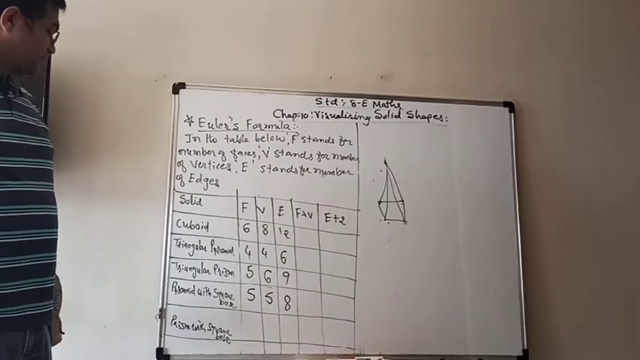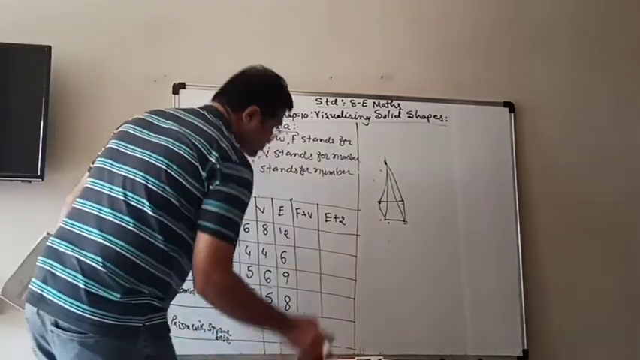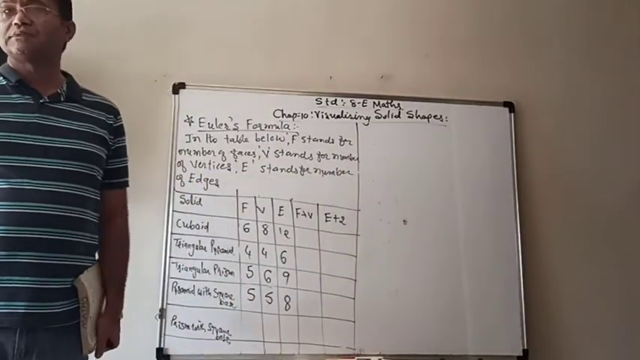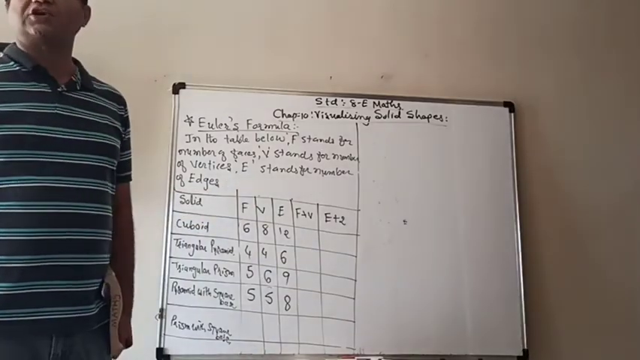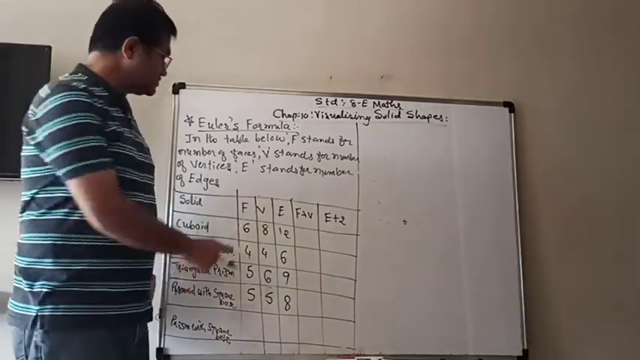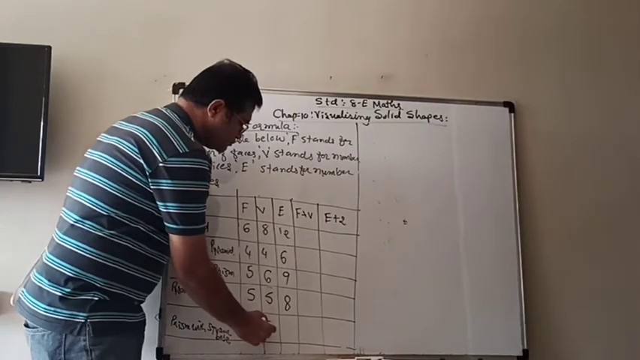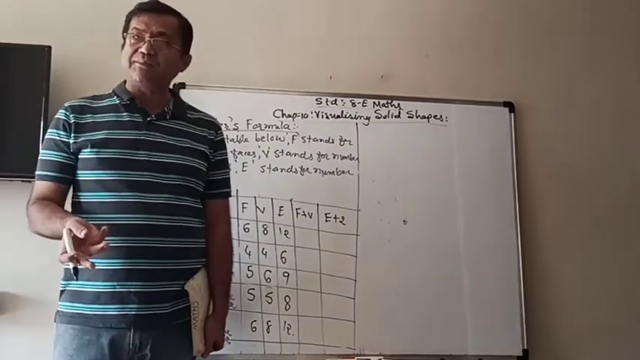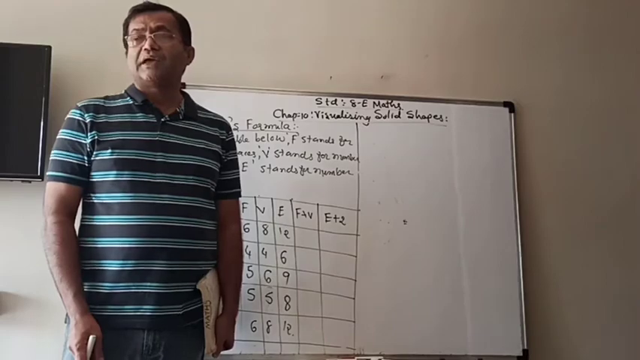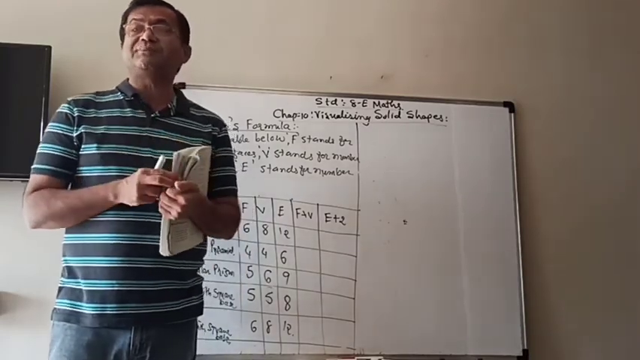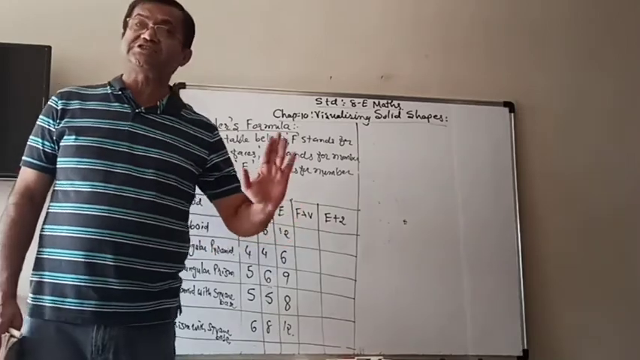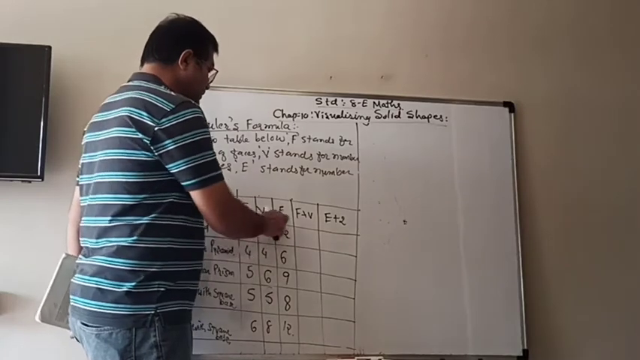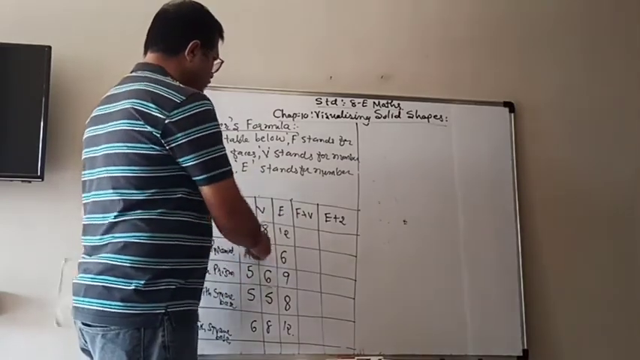Then last, the prism with a square base. Actually a prism with a square base is the same as the cube. We already wrote it down yesterday also. A cube is the same as a cuboid, meaning 6, 8 and 12. Therefore, now we will fill up the last 2 columns for each object. First one is the cuboid: F plus V means 6 plus 8. What is 6 plus 8?